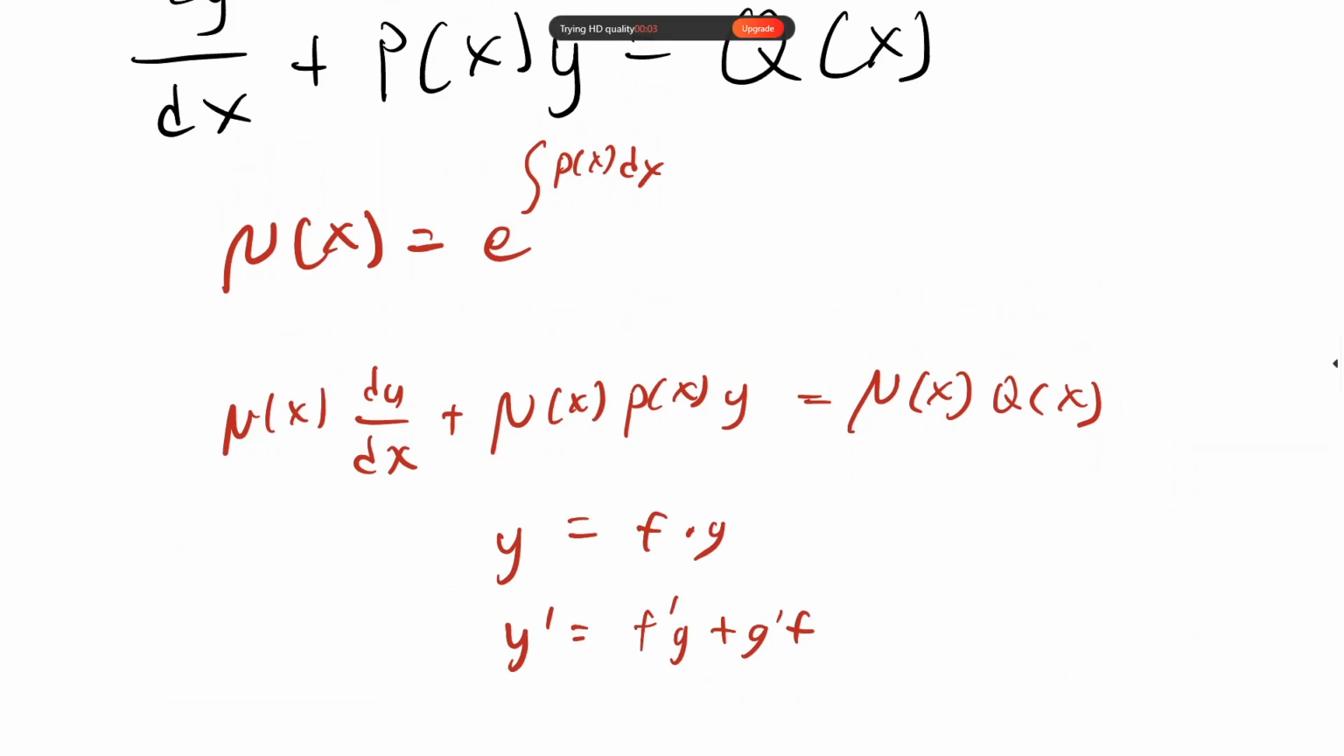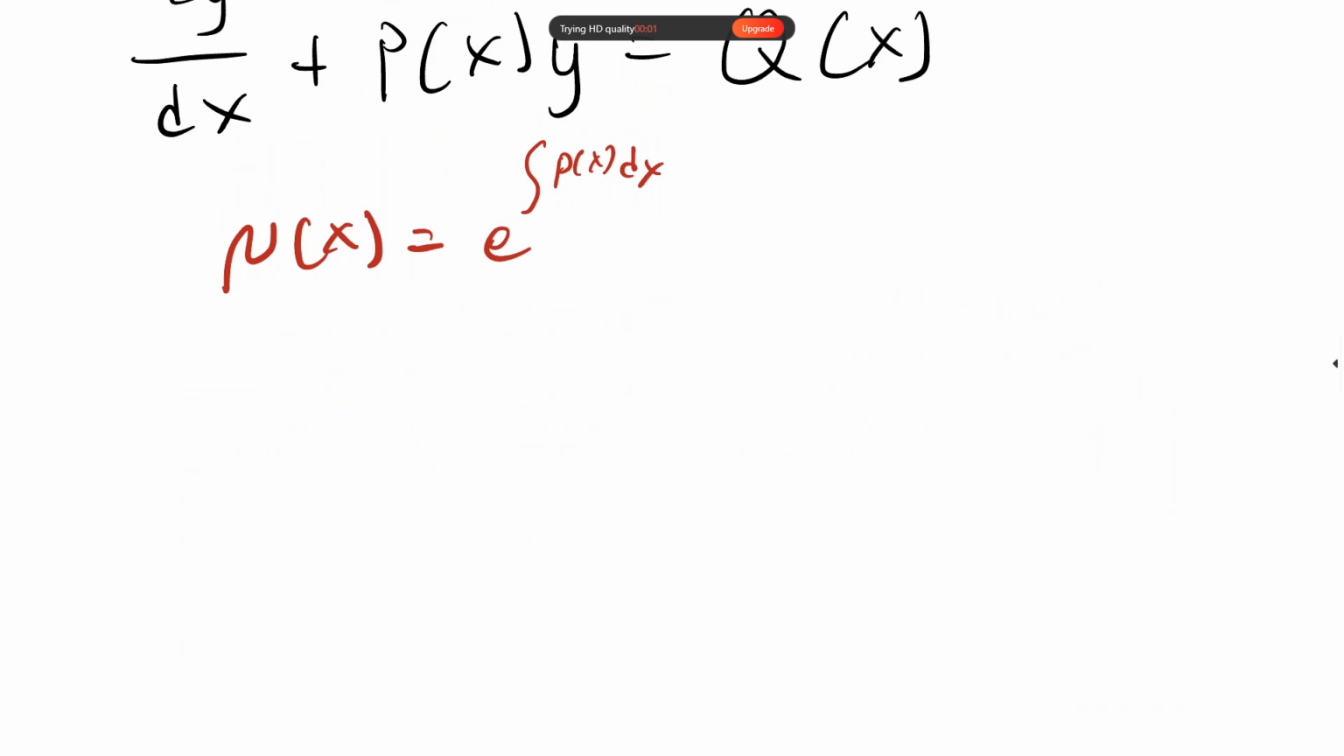So that's the idea behind this, and once you have that, it's actually very easy to go from here. There's not too much to worry about. So let's do some examples.